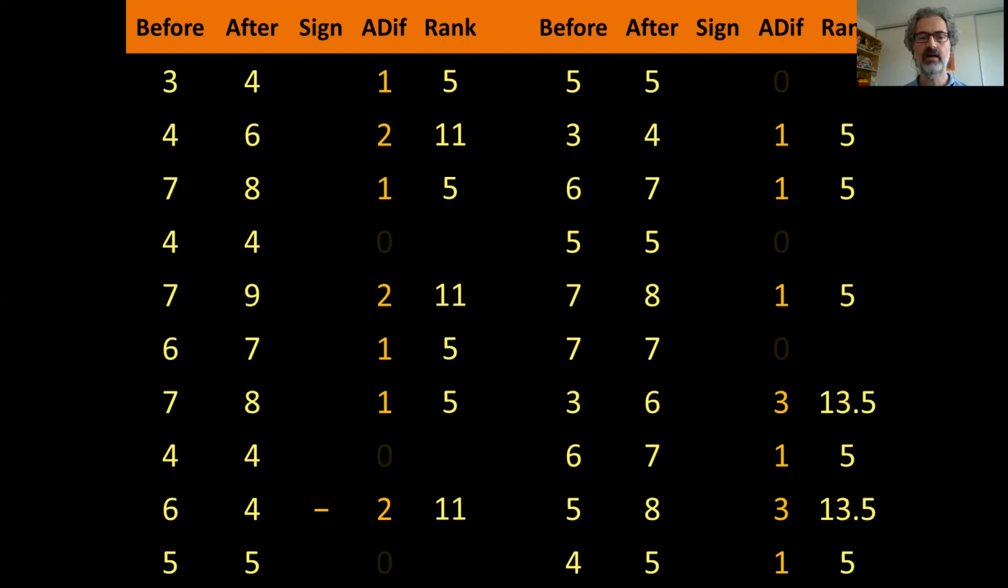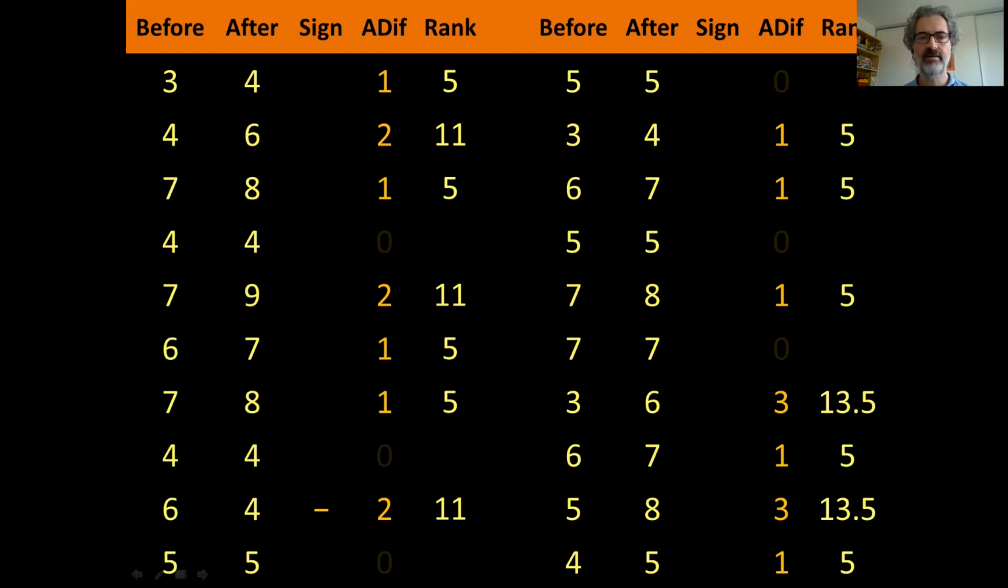All we need to do now is take the signs, apply them to the ranks. So all of these ranks will be positive, reflecting the fact that these were positive differences. This rank will be negative, so this will become minus 11. So take on this sign. And then we just add them up with their signs. And it turns out the sum of all of these is 83.